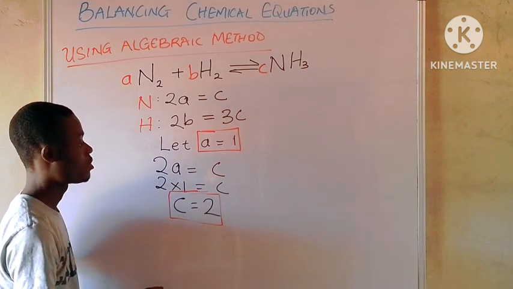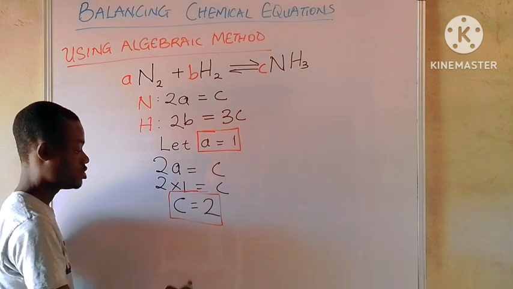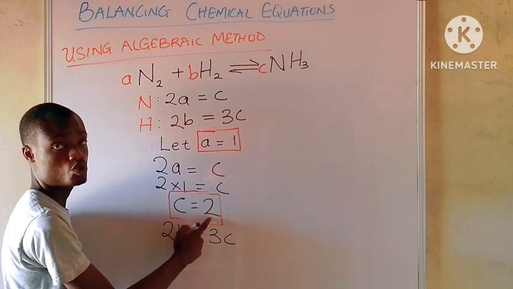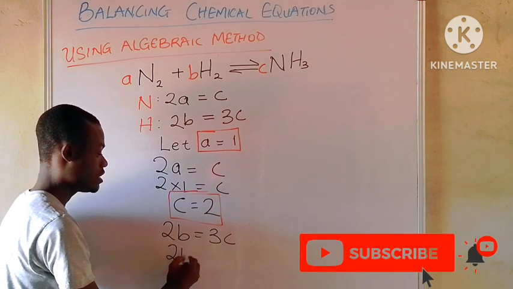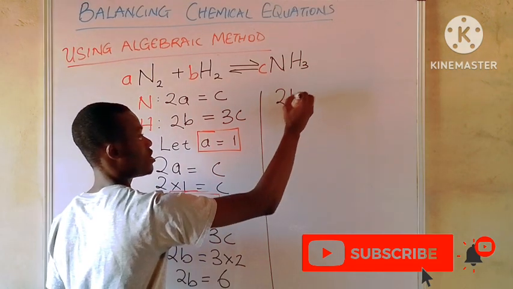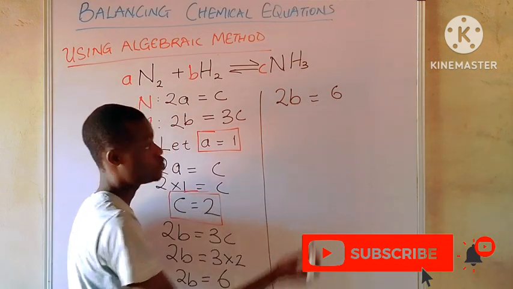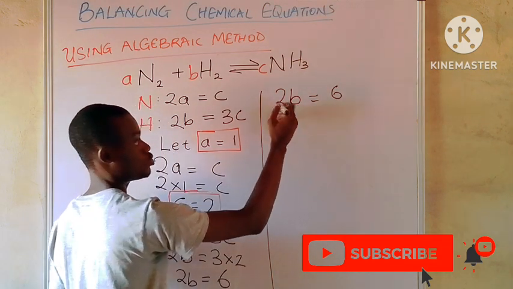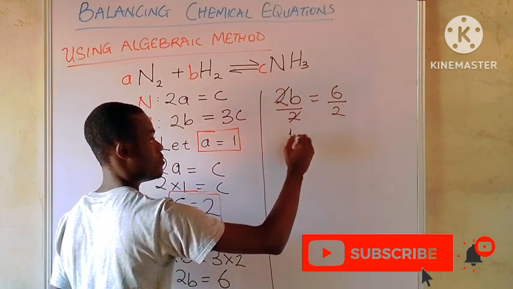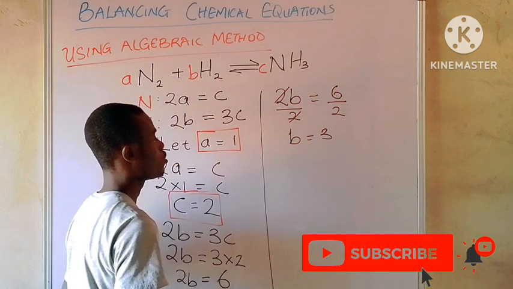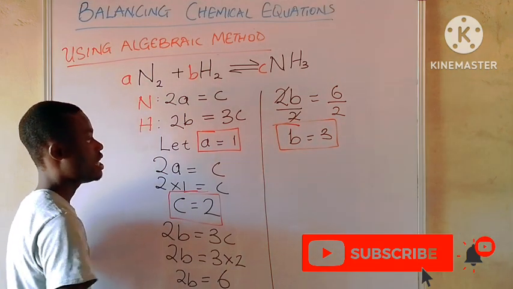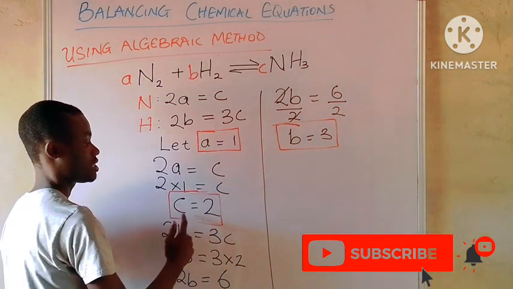Our last equation says 2B is equal to 3C, and C is equal to 2. So this equation becomes 2B is equal to 3 times 2. Numerically, that means 2B is equal to 6. From normal math, we'll divide both sides by the coefficient of B, which is 2. When 2 cancels 2, B is equal to 3. So from calculations, A is equal to 1, B is equal to 3, and C is equal to 2.